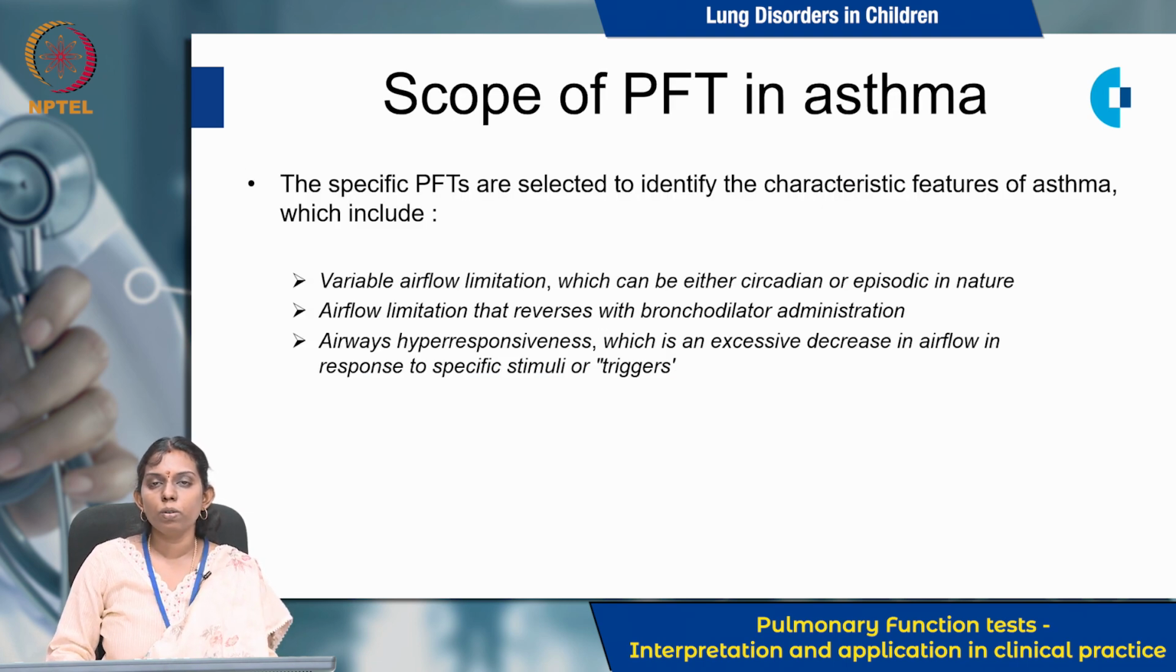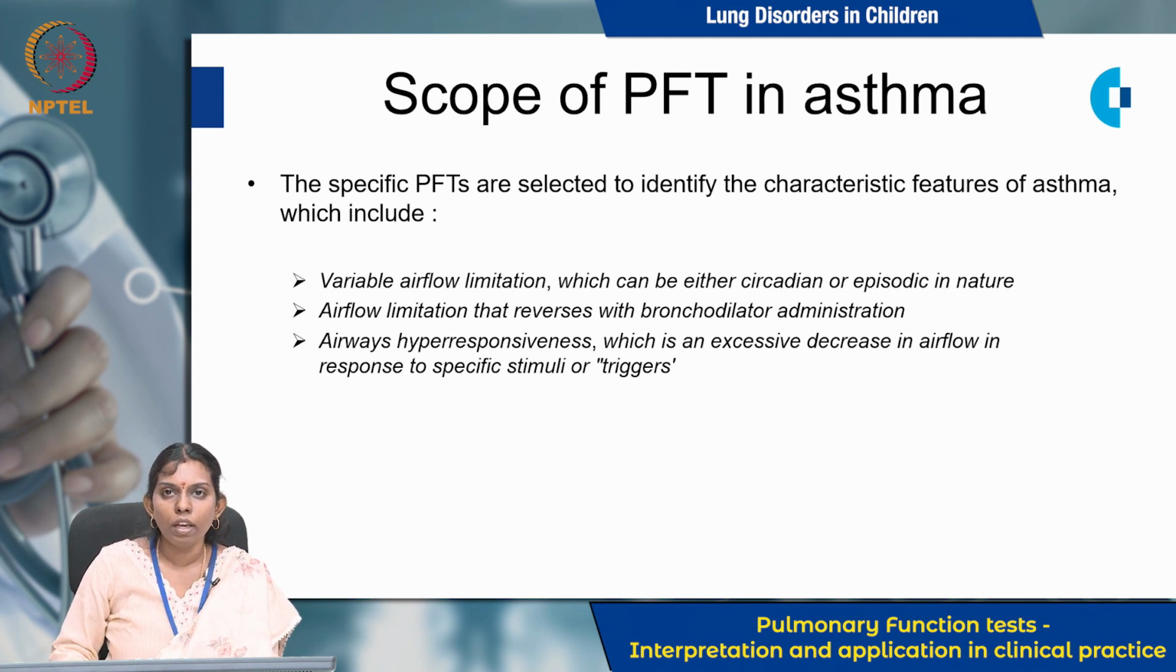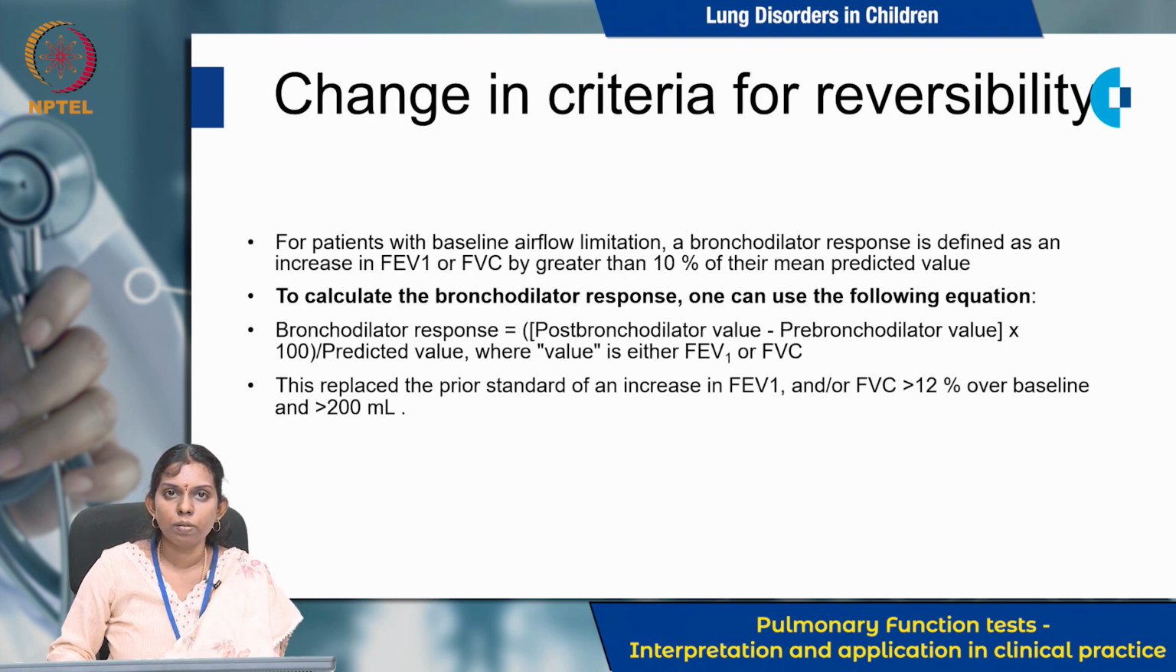So, now coming on to the scope of PFT. PFT is your pulmonary function test. What is the scope in characterizing your asthma? They might have a variable airflow limitation, which could be either circadian or episodic in nature. Then the airflow limitation that reverses with bronchodilator administration, and an airway hyper-responsiveness, which is an excessive decrease in airflow in response to specific stimuli or triggers.